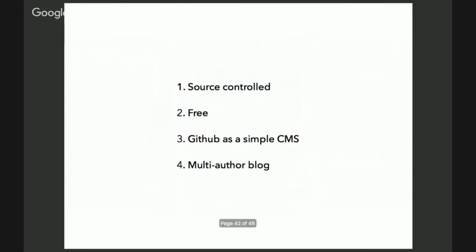First, by being on GitHub Pages, it's source controlled. Second, it's free, which is a plus when you're trying to build a small business. Third, we could use GitHub as a simple CMS. And fourth, paired with Jekyll, we could have a multi-author blog.